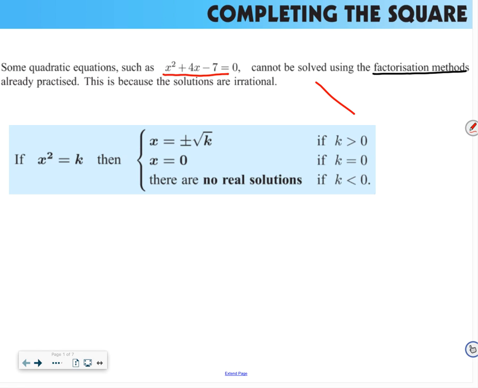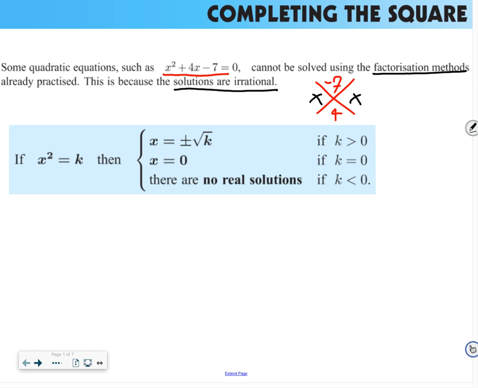7, and we try factoring it, a times c is negative 7, b is 4. We think of factors of negative 7 that can add and subtract to 4, and they don't exist. So at that point, we don't necessarily say there's no solution. Now this is our other strategy. Now we're looking at solutions that are irrational, so they often involve surds.